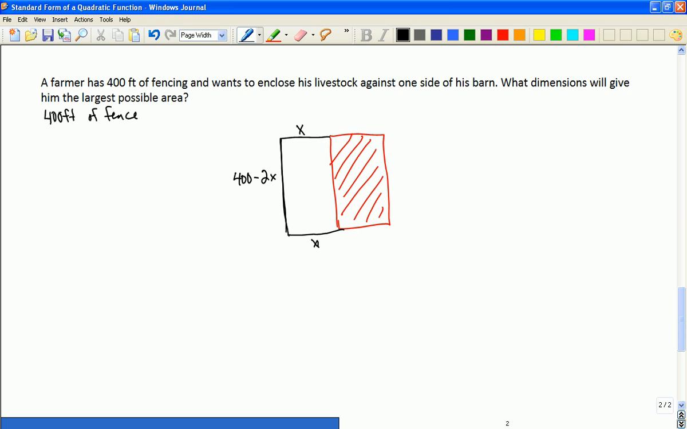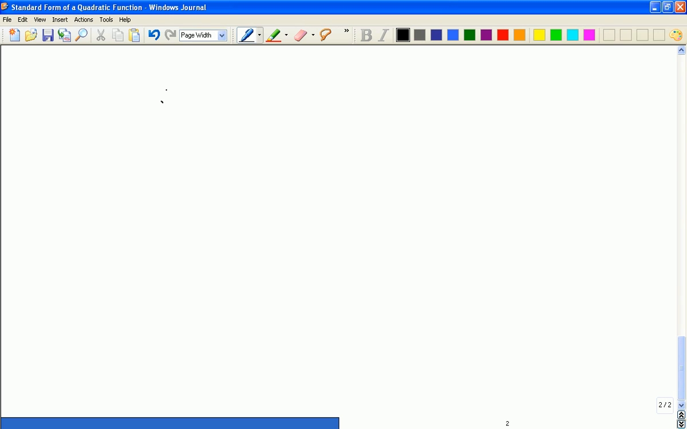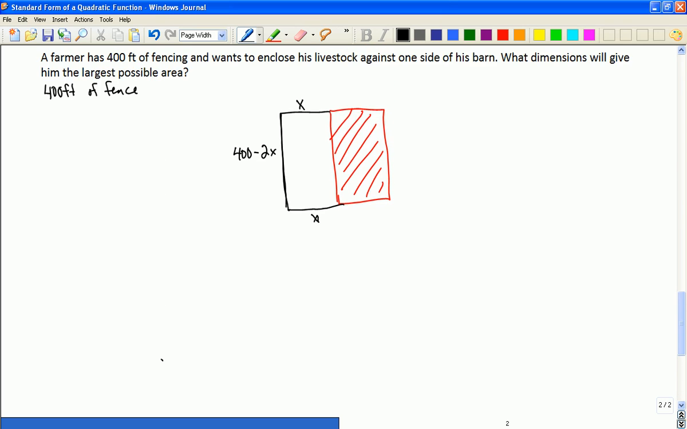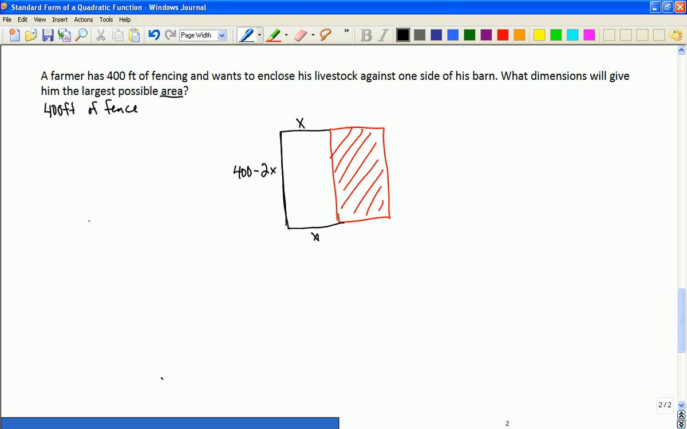So if I want to come up with an area function, the area will be equal to length times width, which is going to be x times 400 minus 2x. And this will give us 400x minus 2x squared. And I'm going to write this in standard form since that's what we're working with today. And what we'd like to do is maximize it.